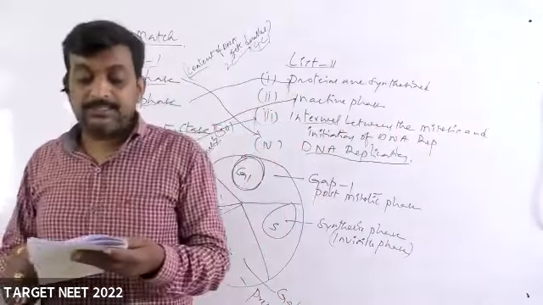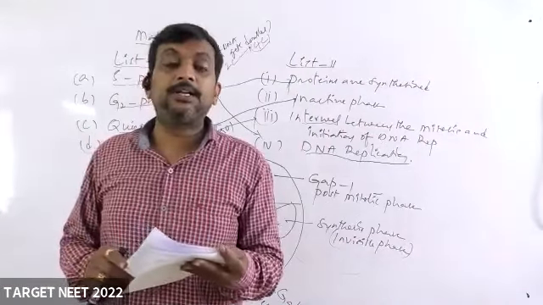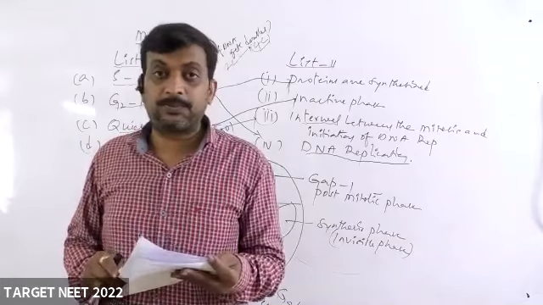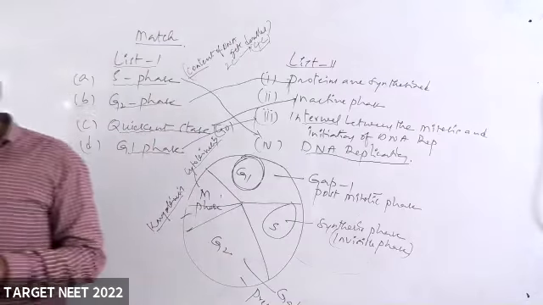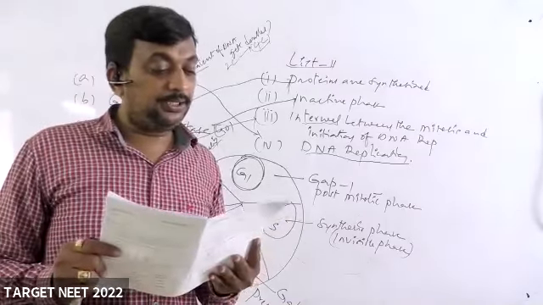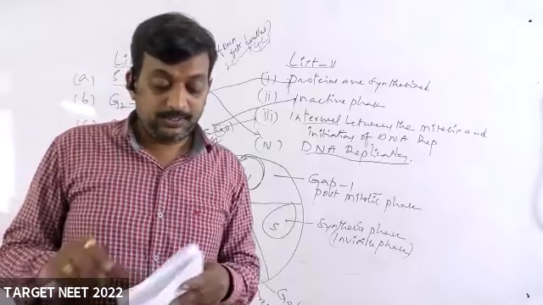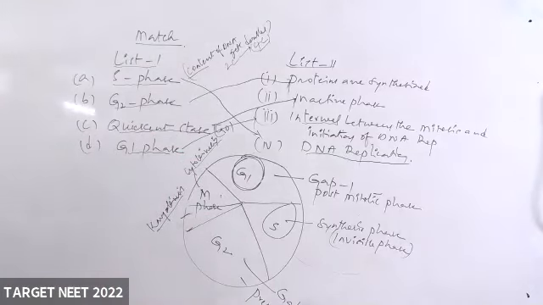So these are the related questions which came in NEET 2021 related to the cell and cell biology chapter. Now, after the cell, cell cycle and cell division, we'll discuss the questions related to biotechnology.